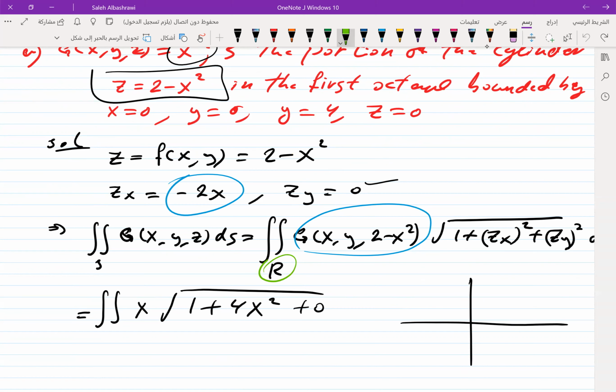So what is R in the first octant? I have y equal to 0, which is the x-axis, and y equal to 4. Now for x, I have x equal to 0, which is the y-axis. Now I need the other limit for x to make it a closed area.